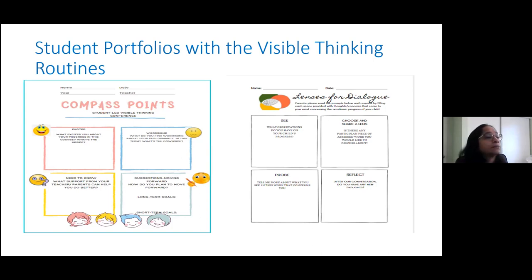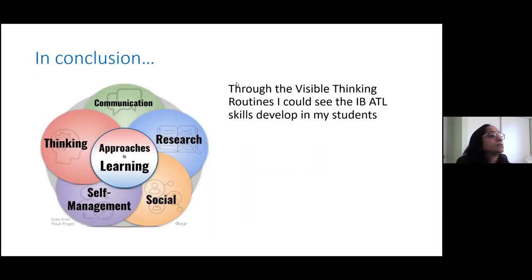Just one piece. Tell me more about what you see in this work that concerns you. And reflect, you give your perspective as the teacher. And then after our conversation, do you have any new thoughts? So that's the reflection part. I can make a note here and keep that in the student portfolio in my record so that I know how the student is progressing as she moves forward. Okay, so that was using the visible thinking routines for student portfolios.